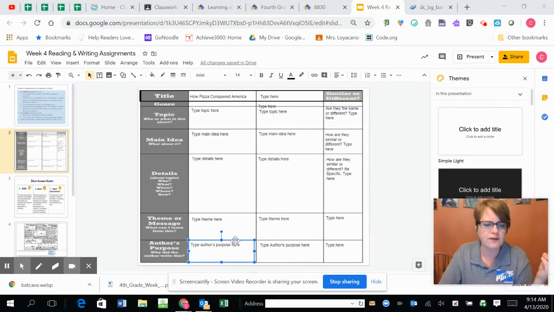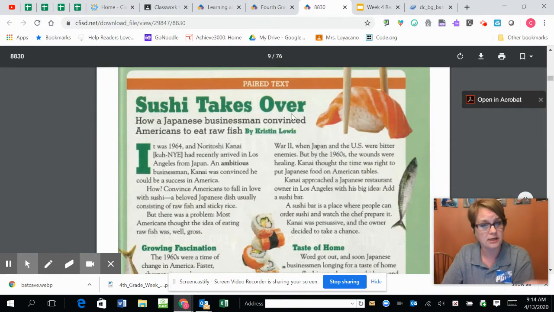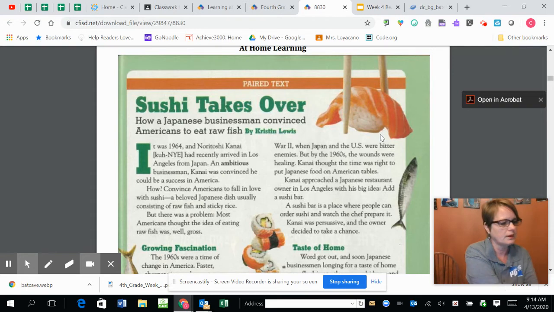All right, so think about that. After you read that article, you're going to complete this left side. Then you're going to go back to your packet and you're going to read Sushi Takes Over: How a Japanese Businessman Convinced Americans to Eat Raw Fish by Christine Lewis. Now, I don't know about you, but not everybody likes sushi, but I do. I like sushi. Put some hand sanitizer on my hands.